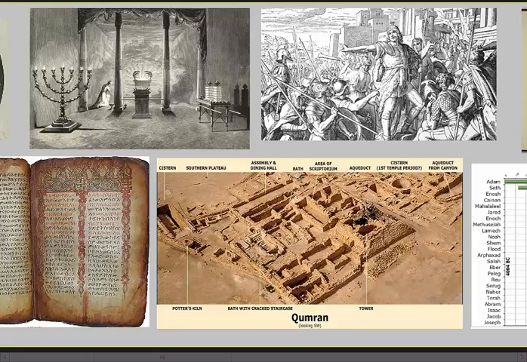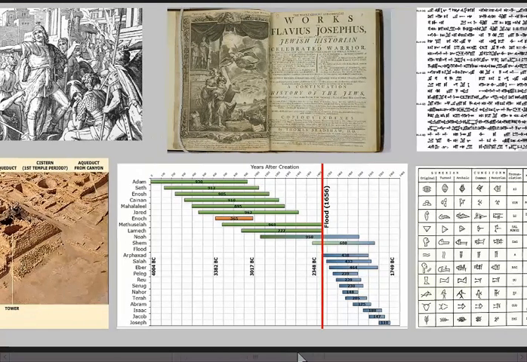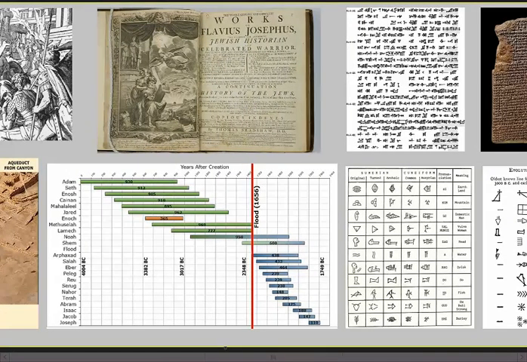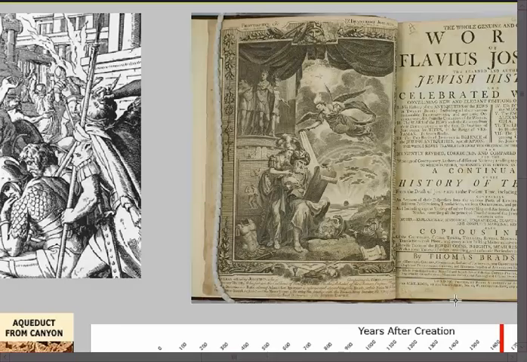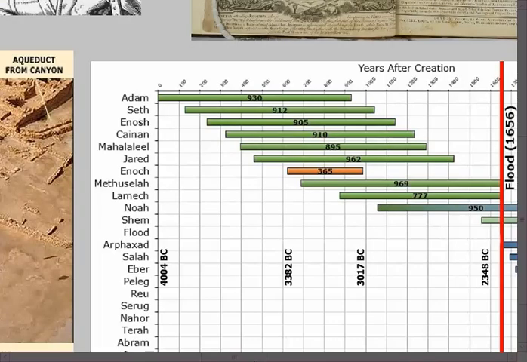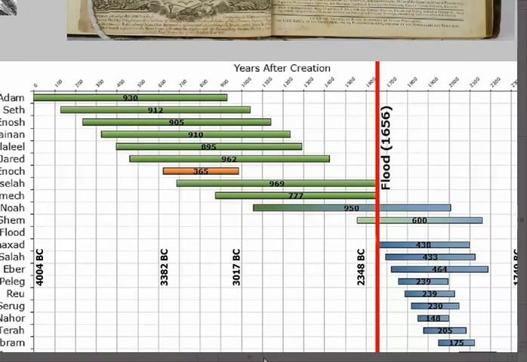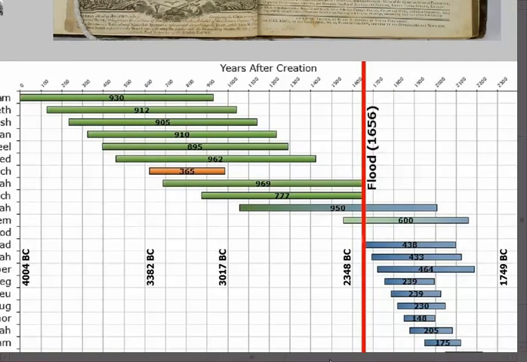Anyhow, moving on. Now Enoch is said to have lived for 365 years. You count it down from Adam. You see the numbers here, the dates of the lives. Here's Enoch highlighted, 365, born 3382 BC. Was taken by God in 3017 BC.